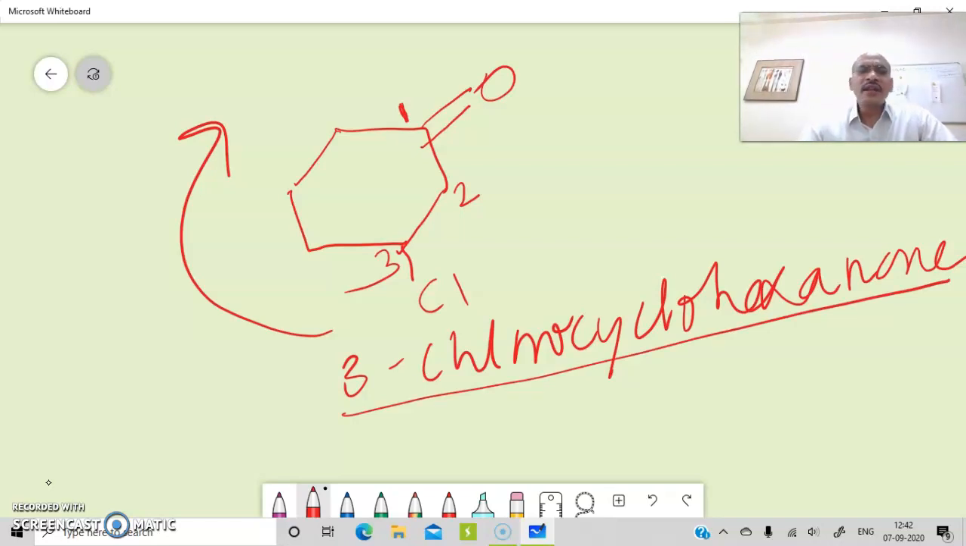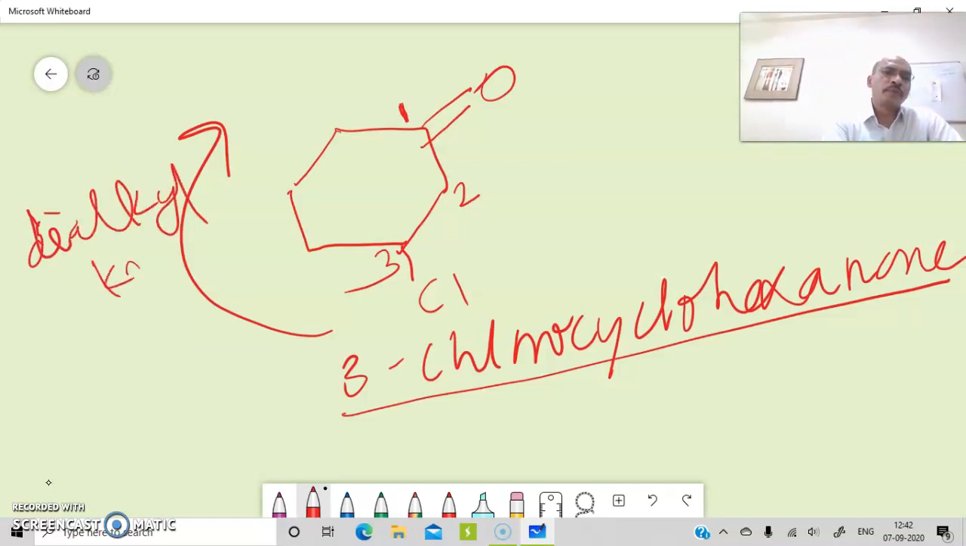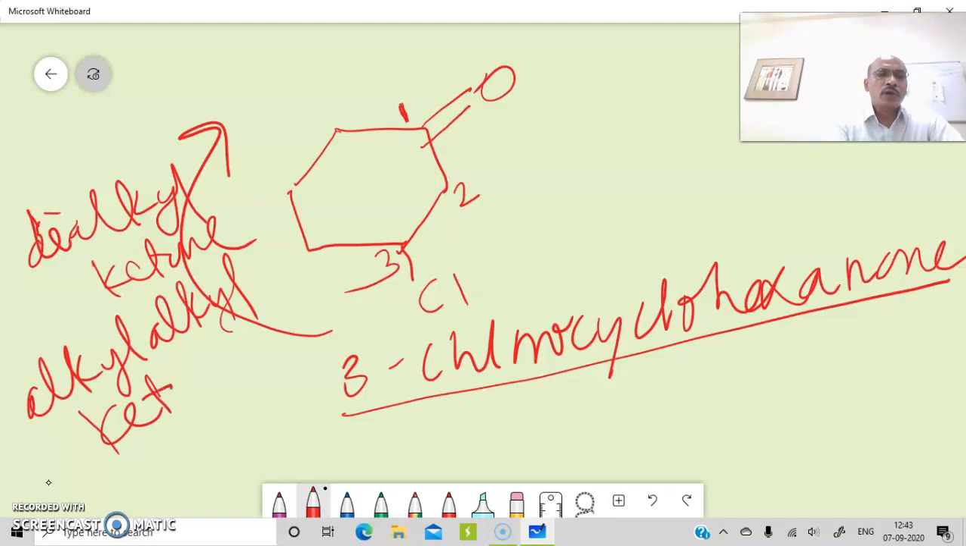In the common name system and in the IUPAC system, we have to consider the common name system for simple, smaller molecules. The wording will be dialkyl ketone or alkyl ketone. If the groups are the same, we can write them as dialkyl ketone. If different groups are there, you have to write them as alkyl ketone. So it is about 2 different groups, and they should be represented in alphabetical order.